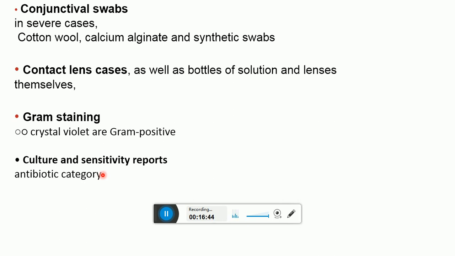An indication of resistance in standard sensitivity testing does not necessarily extrapolate to topical antibiotic instillation, where very high tissue levels can be achieved.